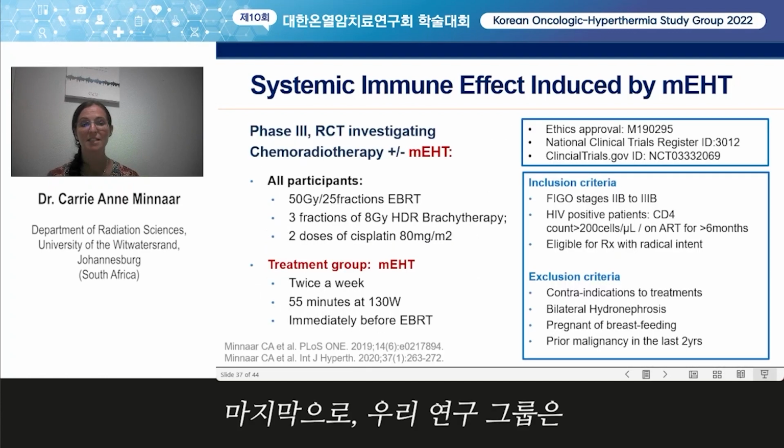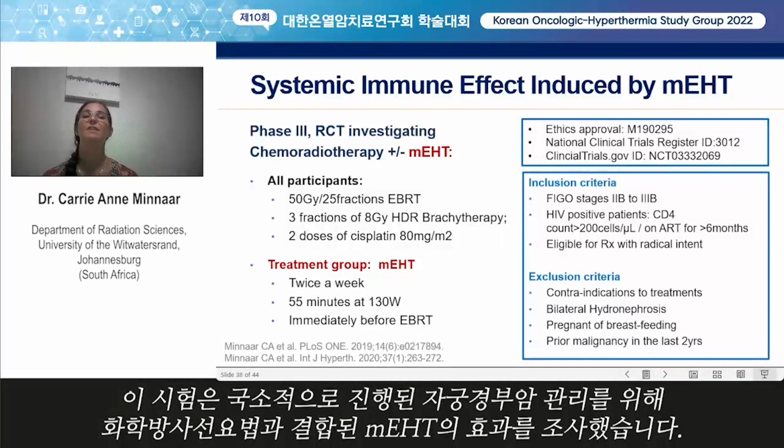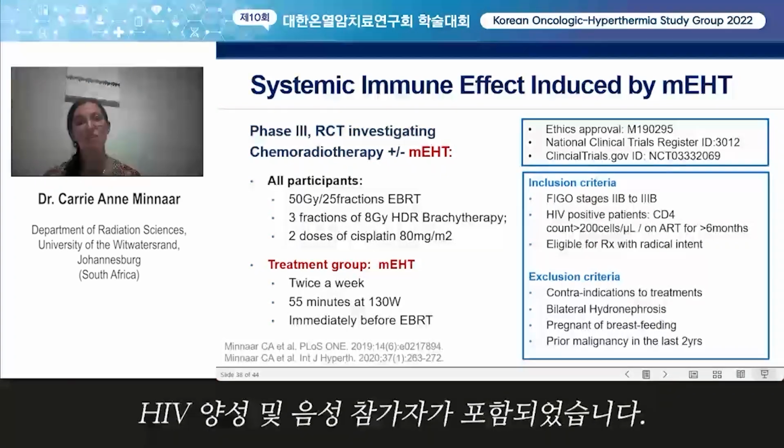Okay, and lastly, I'd like to talk about results from our research group. We published reports on a phase 3 randomized controlled trial conducted in Johannesburg, South Africa. The trial investigated the effects of MEHT combined with chemoradiotherapy for the management of locally advanced cervical cancer. HIV positive and negative participants were included.